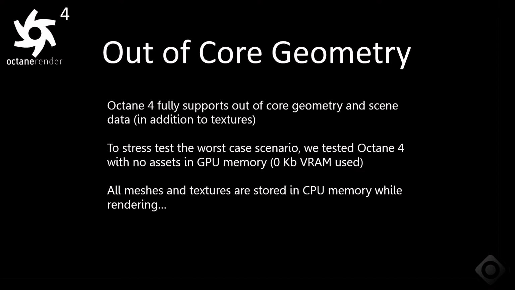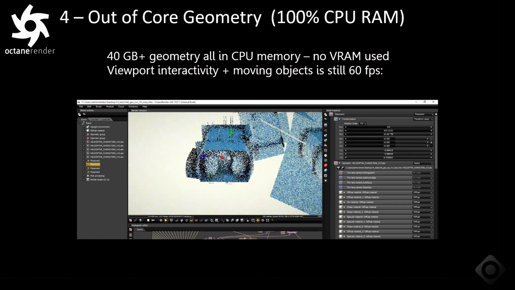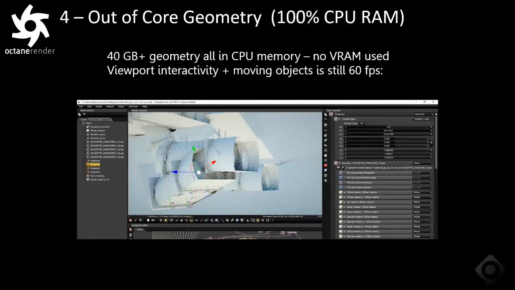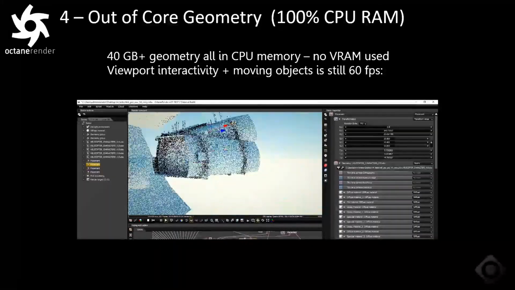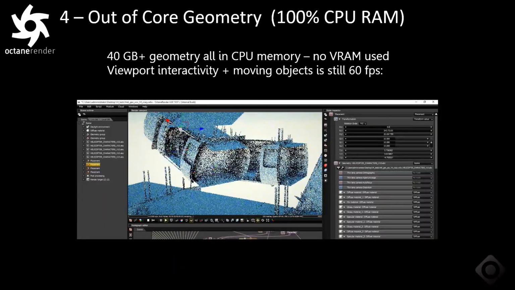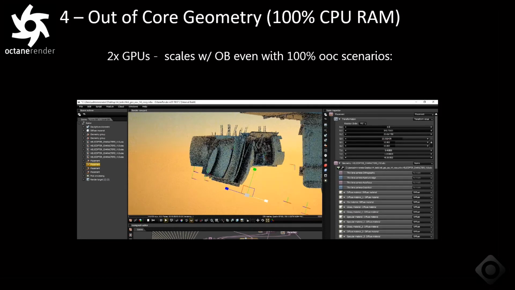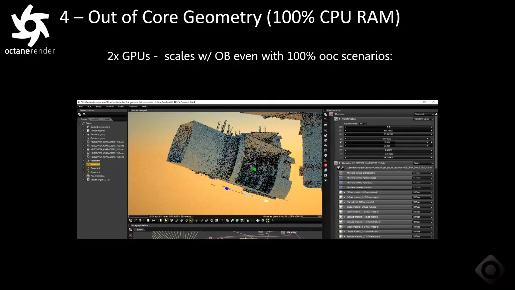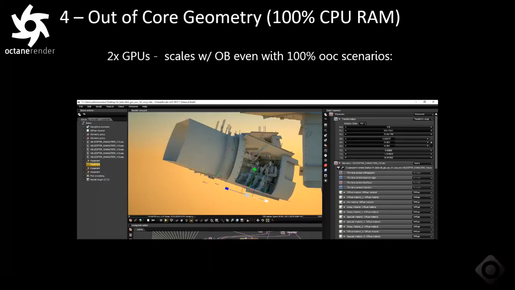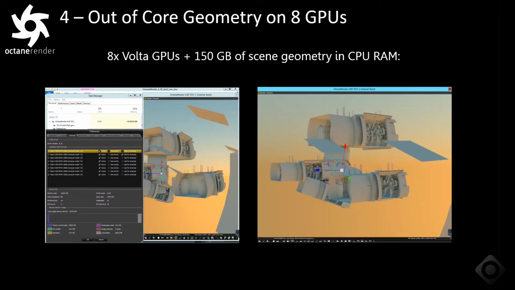And to sort of test this out in Octane 4, we started with the worst case scenario, which is nothing is in GPU memory. This is 0K of VRAM, and you're still able to move about 40 gigs of out-of-core geometry at 60 frames a second interactively. That's the worst case scenario, which is pretty great. We also tested that across 2 GPUs. So Octane is twice as fast on 2 GPUs, 100 times faster on 100 over network rendering, and it works even when you have out-of-core entirely in CPU memory.